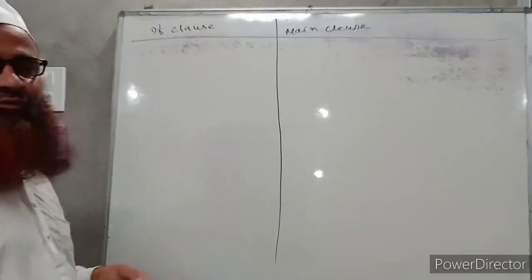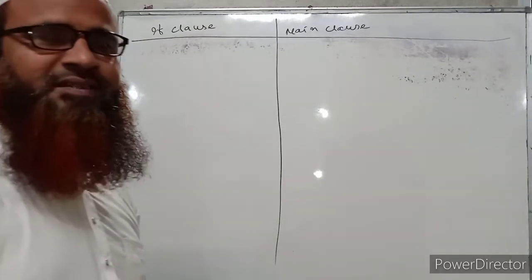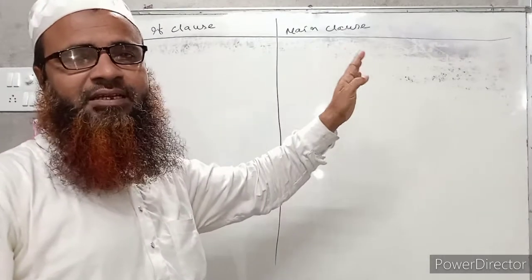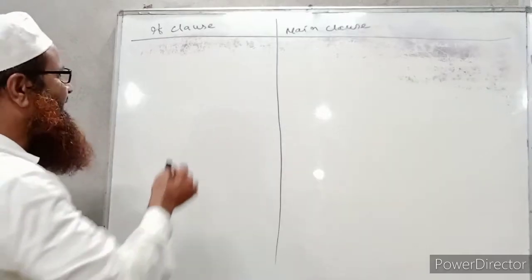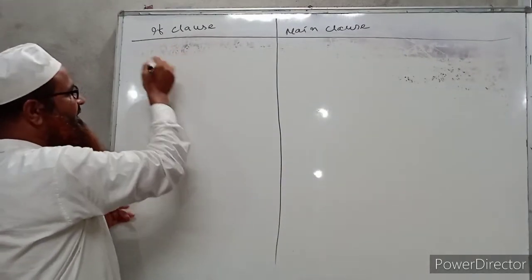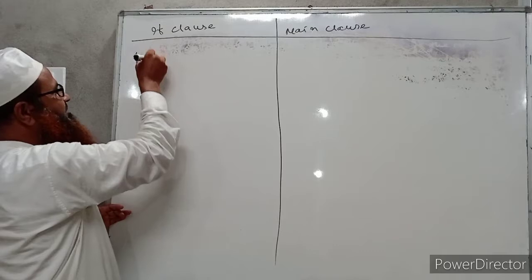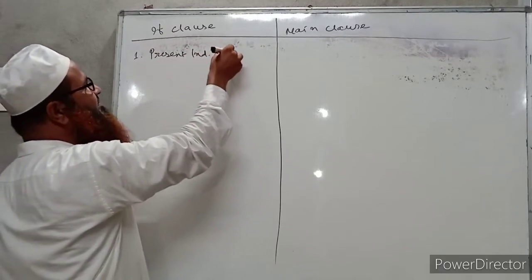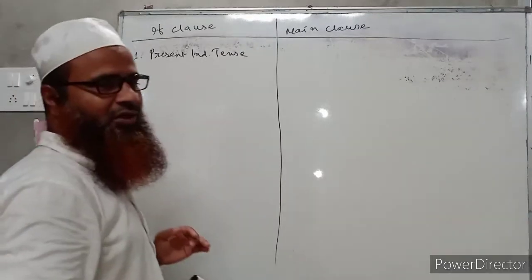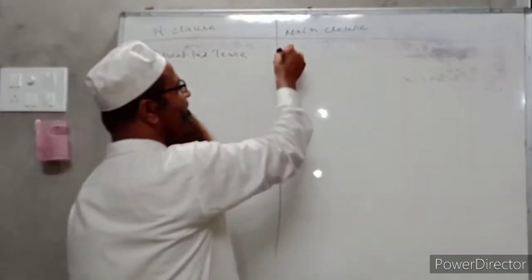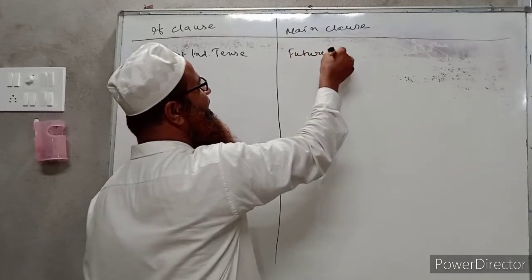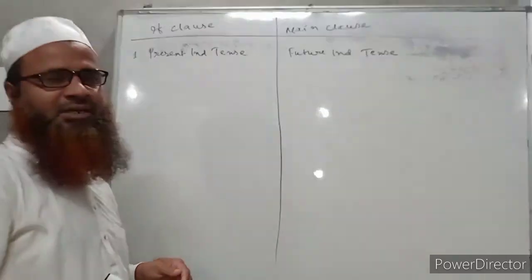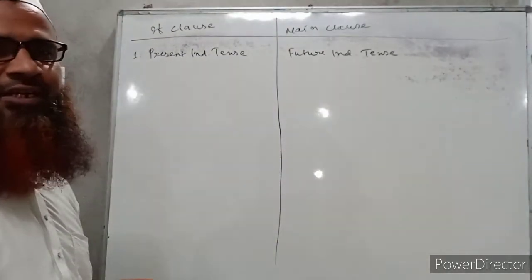So when if clause is written in present indefinite tense, then main clause or principal clause is written in future tense. Okay, here I am writing. So this is the possible condition. If clause, present indefinite tense. Then main clause or principal clause will be in future indefinite tense. Okay, this is very important in English grammar. These conditional sentences are very important in English grammar.